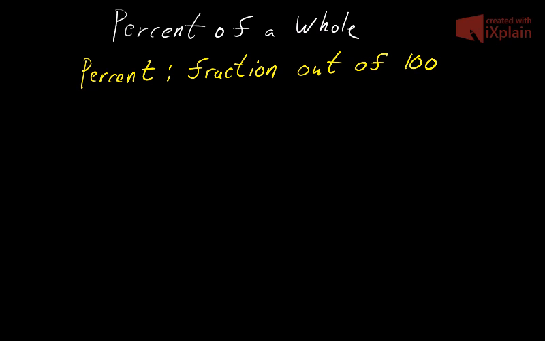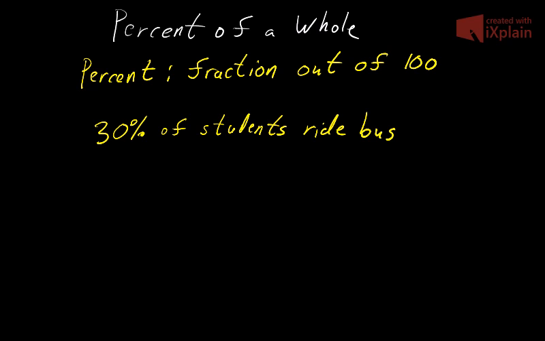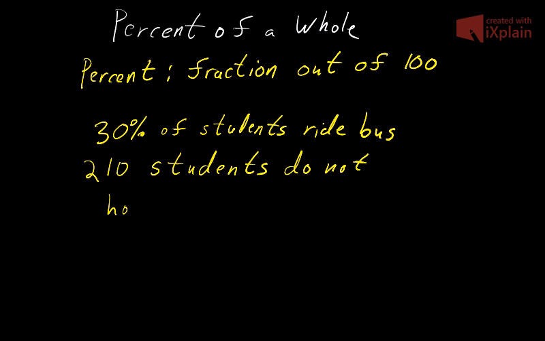So we're going to start looking at a little bit more complex problems today. And one of those things that we're going to look at is a problem that looks like: 30% of students ride the bus, and 210 students do not. And then the question would be how many students do not ride, or how many students ride the bus. So this is a really weird kind of question. And we're going to solve it just like we would our ratios. So trying to figure out how many students ride the bus.